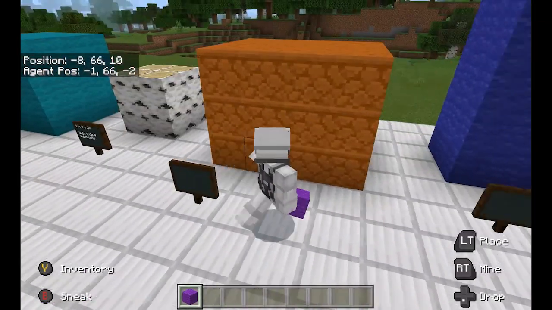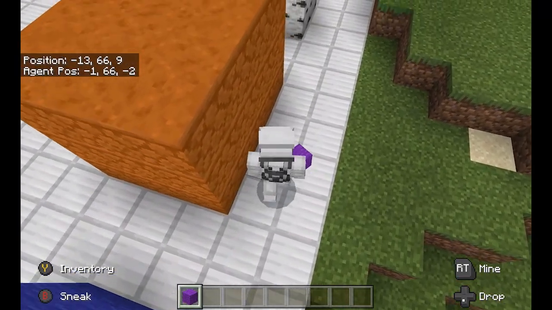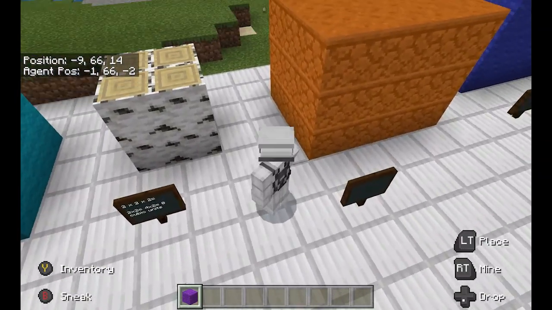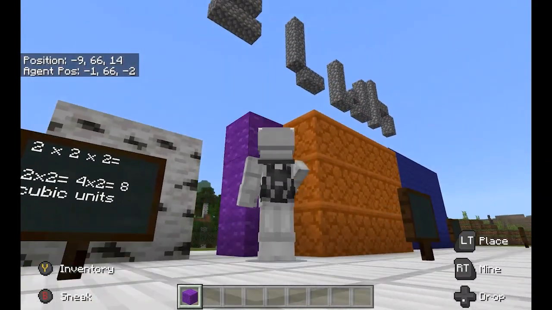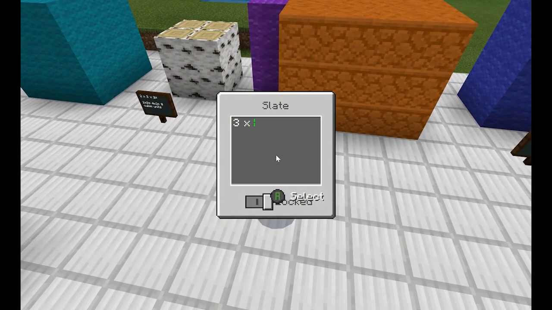Here's another one. So this edge is 1, 2, 3, so we have the length. The width is 1, 2, 3, 4. 3 times 4, and then how high is this? 1, 2, 3. So for this one, we have 3 times 4 times 3. So let's break that down. 3 times 4, 3 groups of 4 would be 12. And then 12 times 3 would be 36 cubic units.